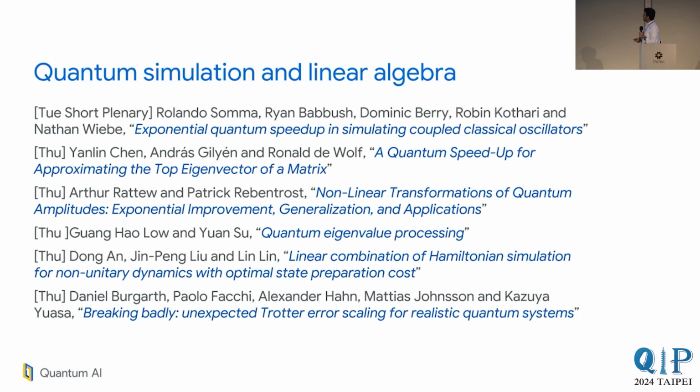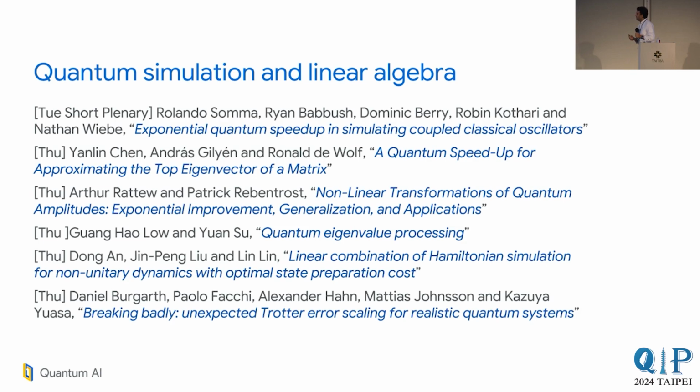Next one's about state transformations. You have some quantum state, it has some amplitudes. You want to modify the amplitudes in some way, in some nonlinear way, and this gives you some techniques for doing this. Quantum eigenvalue processing was also not in the archive. Just from the title, I'm going to guess maybe it's related to quantum singular value processing or quantum signal processing. I don't know, I'm just guessing right now.